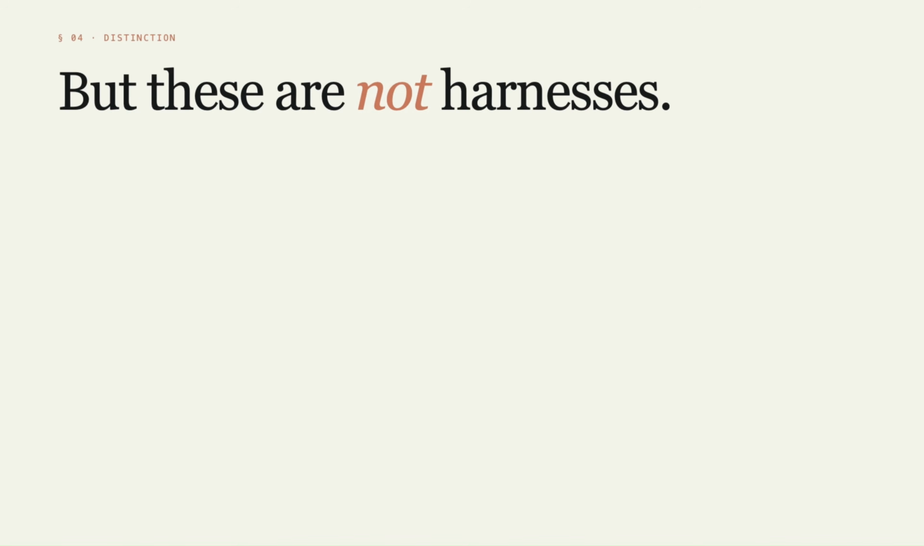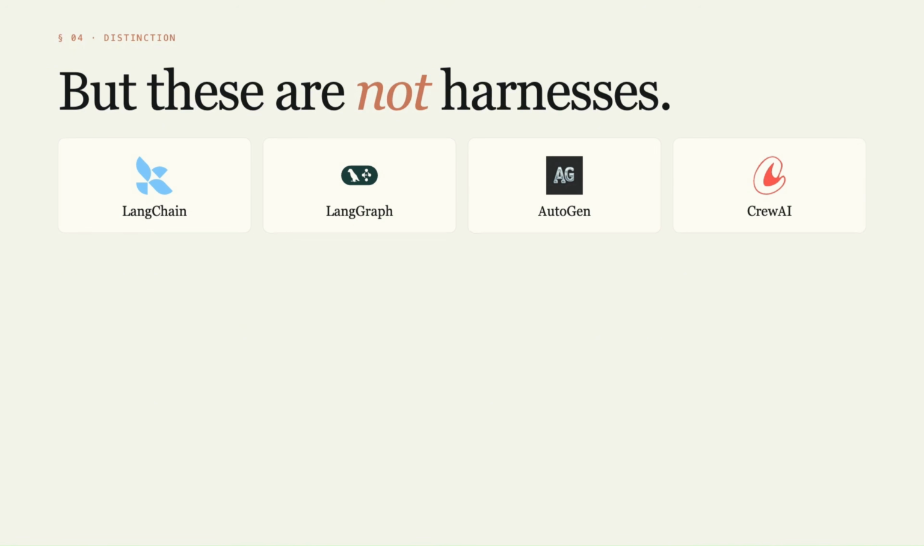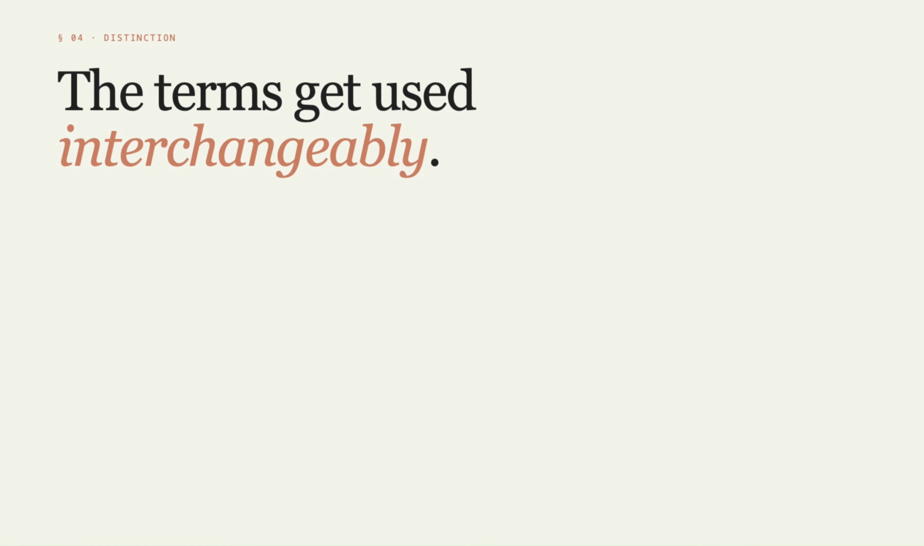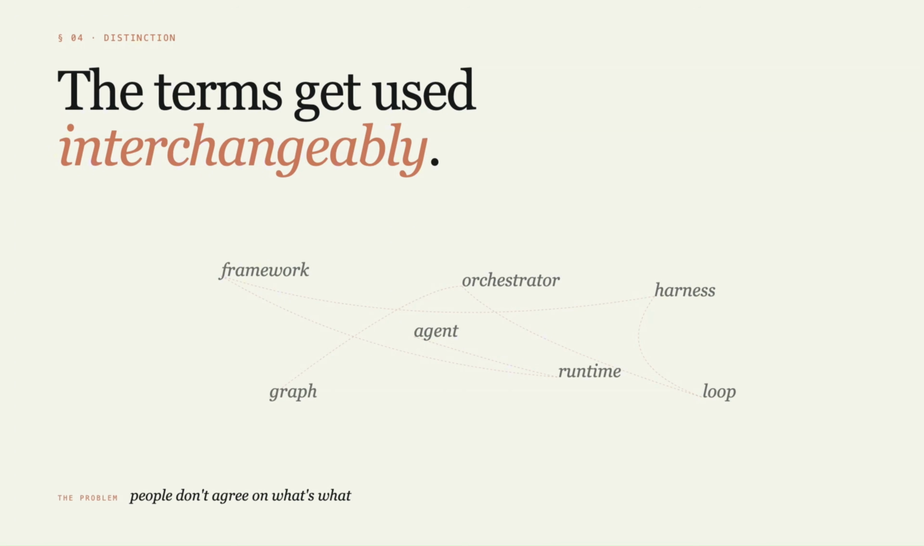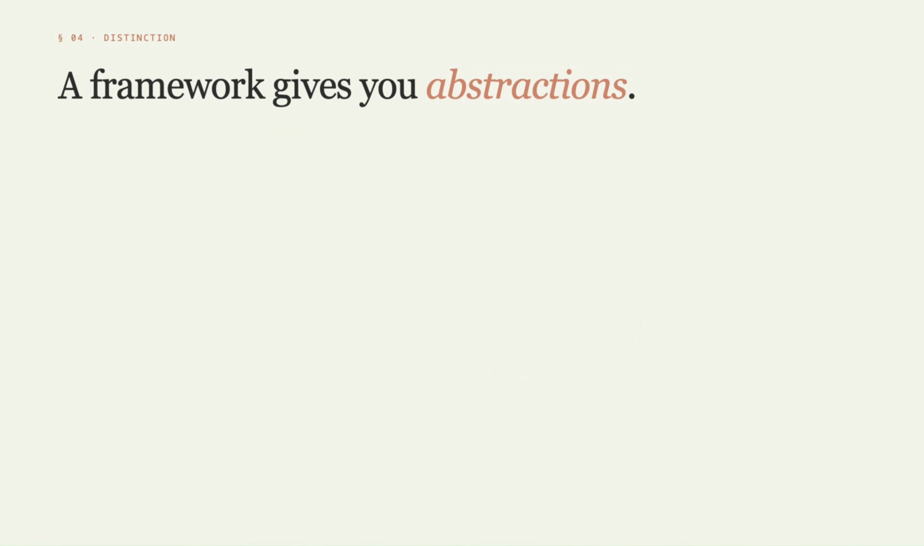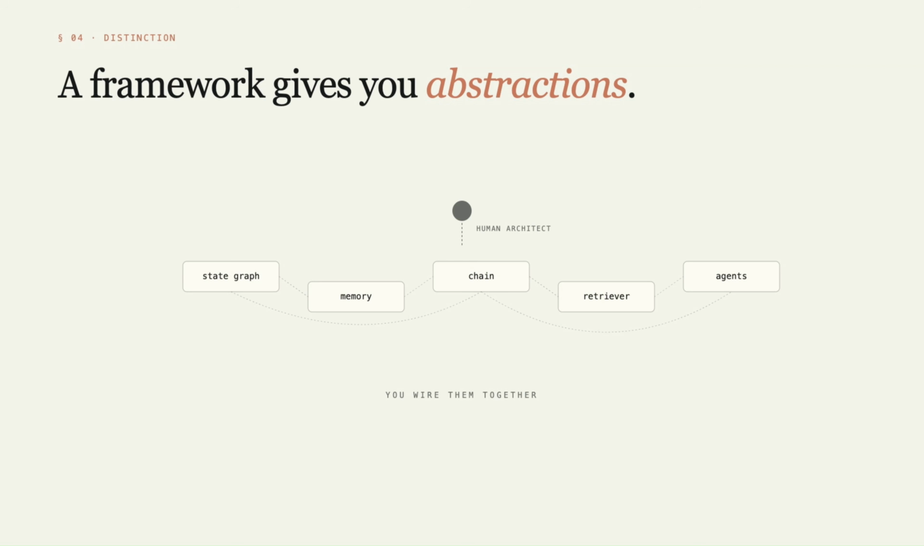Now, we're going to look at that architecture in a minute, but first, I want to talk about something else that you probably have heard about, and this is frameworks. So think about things like LangChain, LangGraph, AutoGen, CrewAI. These are not harnesses. And I think this distinction is really worth making because right now, people are using these terms interchangeably, and it's kind of getting confusing. So a framework gives you abstraction. Think about state graphs, chains, memory connections, and retrievers. You as a user have to wire them together. The fundamental assumption is that you, the human architect, will configure these pieces together.